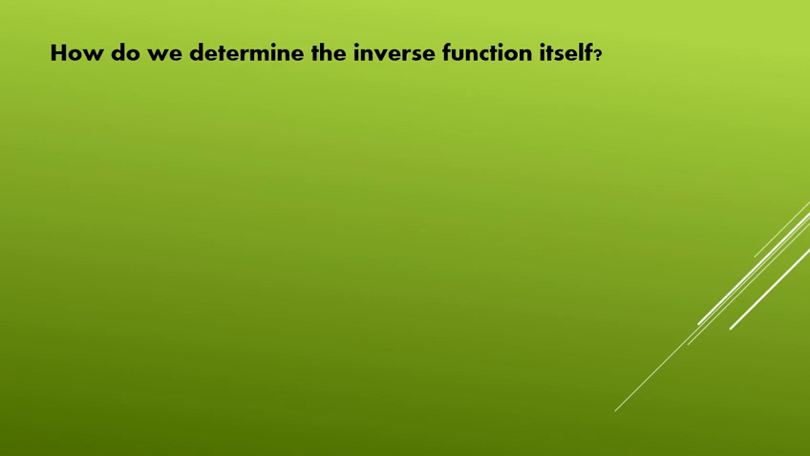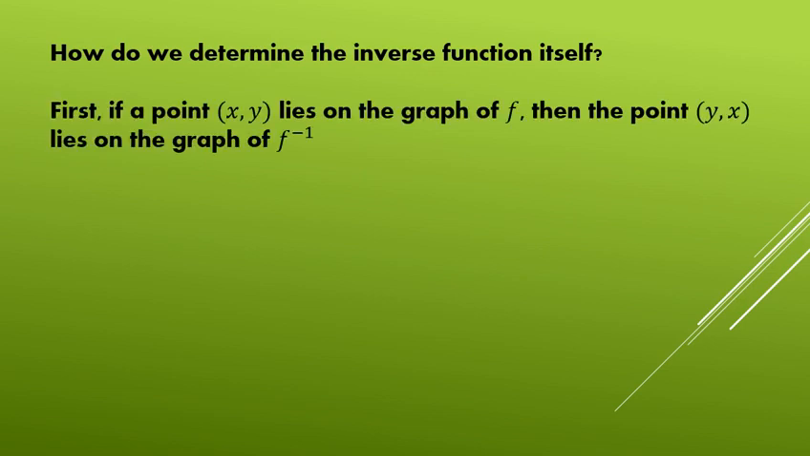So now, how do we actually determine what the inverse function is? First, looking at a set of ordered pairs. If a point x comma y lies on the graph of f, then the point y comma x is going to lie on the graph of f inverse. So if you're given some ordered pairs that lie on the graph of f, to find the ordered pairs that lie on the graph of f inverse, simply take the x and y coordinates of each of those points and just flip them.